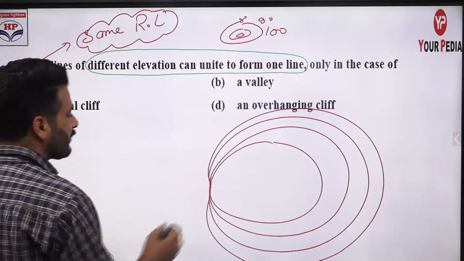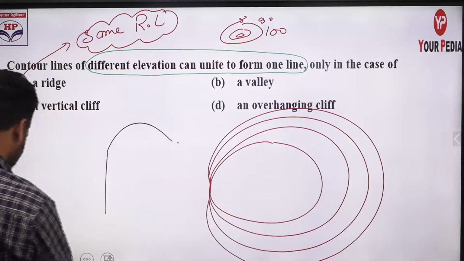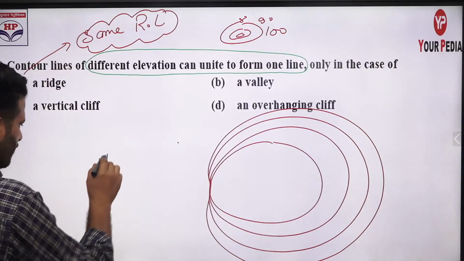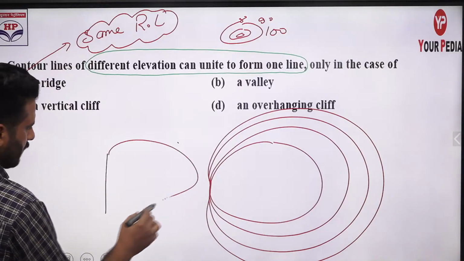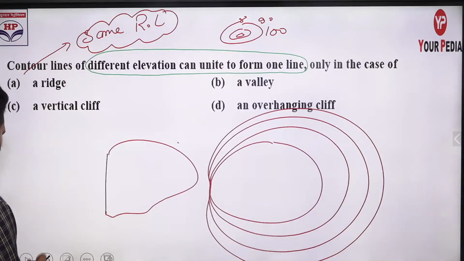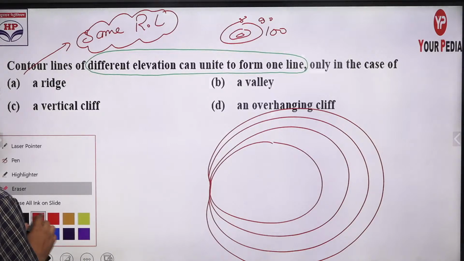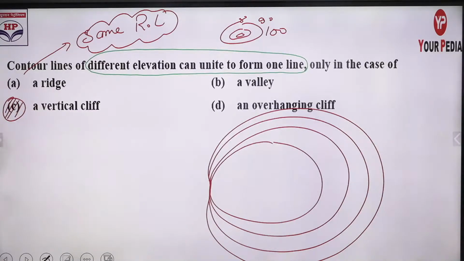So this is the case of a vertical cliff. It is like this one. Right now I'm not good at drawing, so have a look. This will be the case of the vertical cliff. So option C will be the answer, vertical cliff. This is the only case in which you will find this. Someone asks, sir, in the cliff can you draw the diagram?